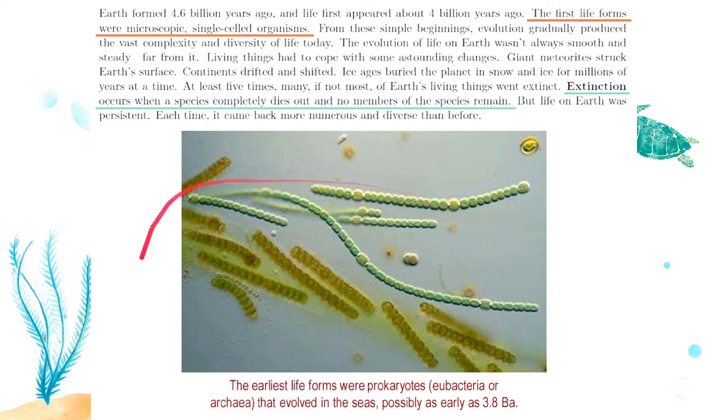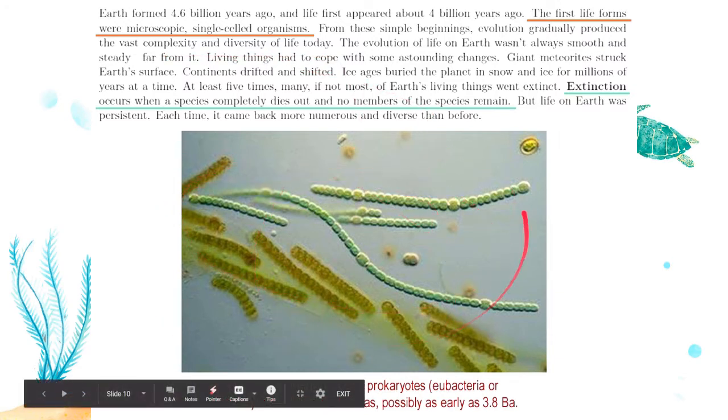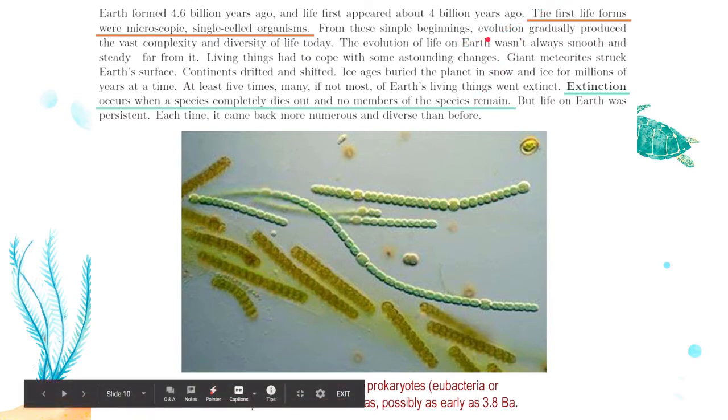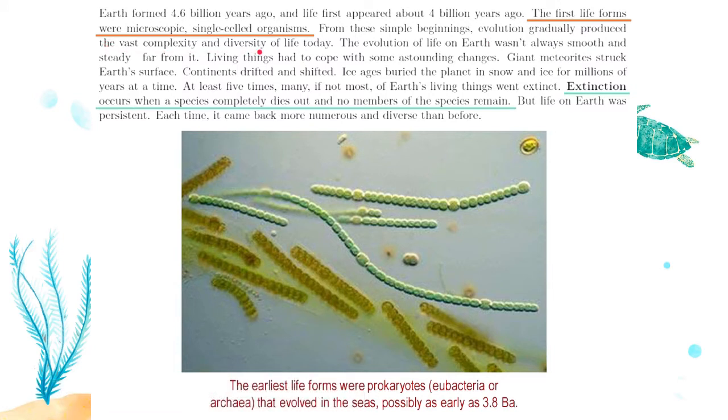So these microscopic organisms are our ancestors, and some of their descendants are still around today. They are considered our ancestors, and from then, evolution gradually produced the complexity and diversity of life we have today. However, the evolution of living things did not really go that smoothly.